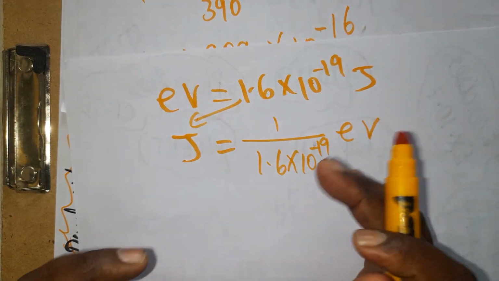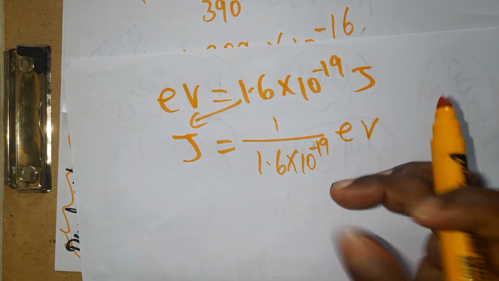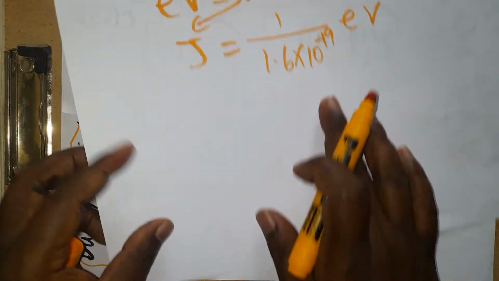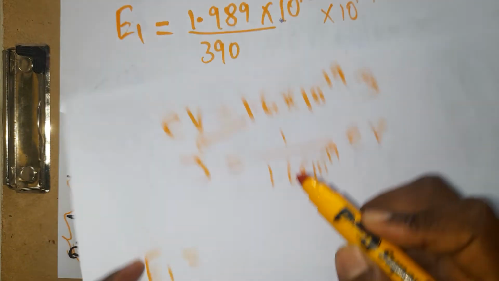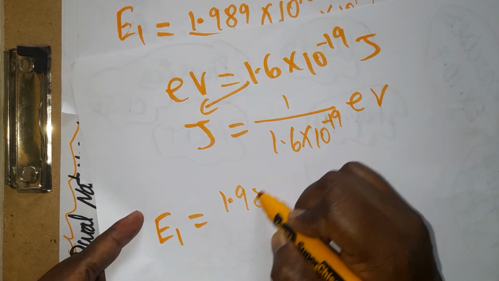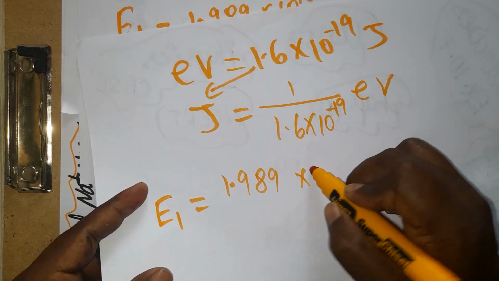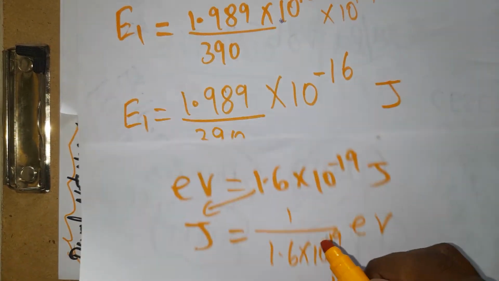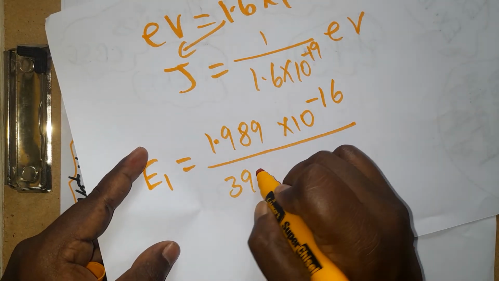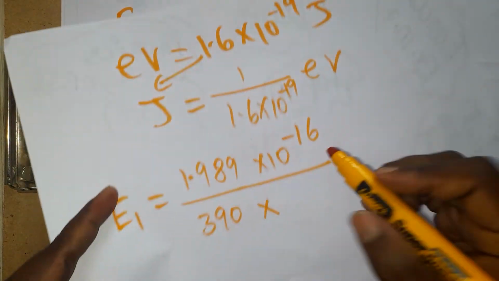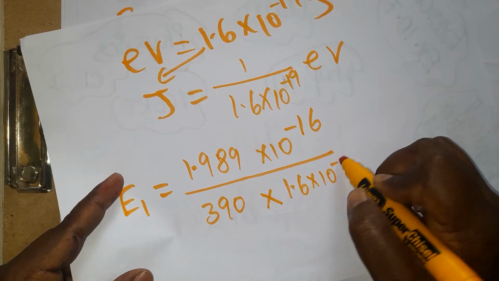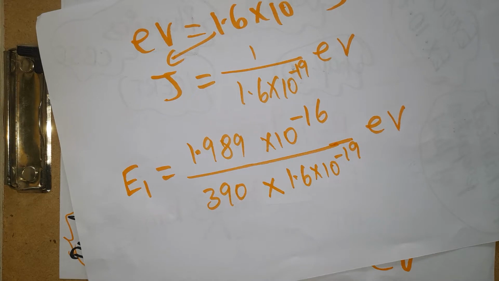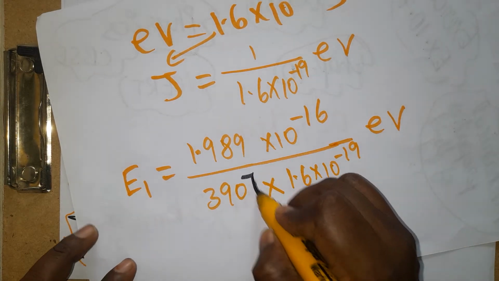Okay, if you want to convert joules to eV, you should divide by this number. Already I have the value of the energy constant hc: 1.989 into 10 power minus 16. The wavelength is going to be called 390, and the electron value is 1.6 into 10 power minus 19. Now the unit is in joules, and we want it in eV, electron volt.